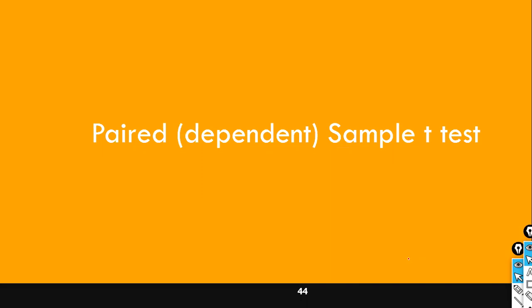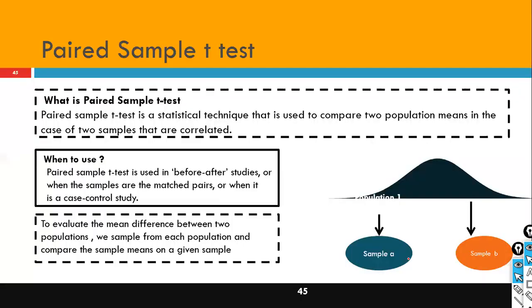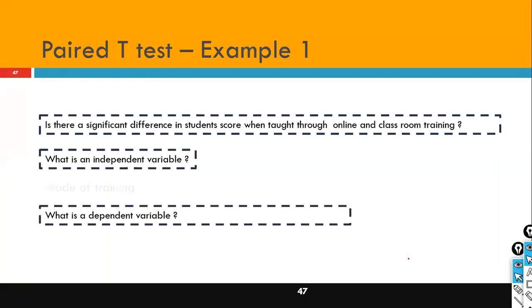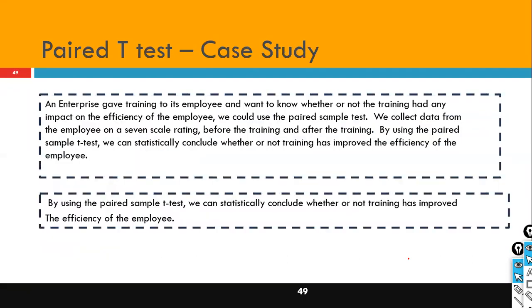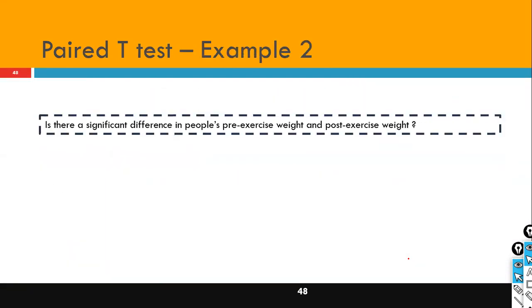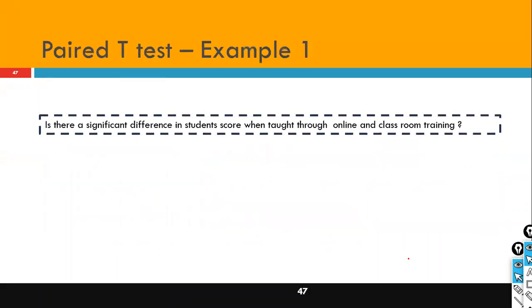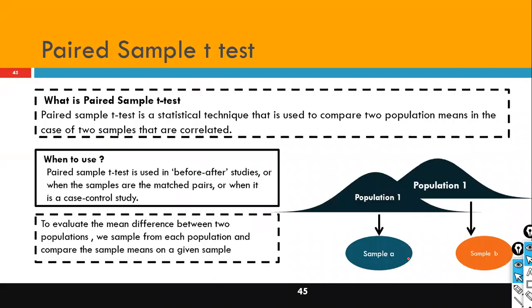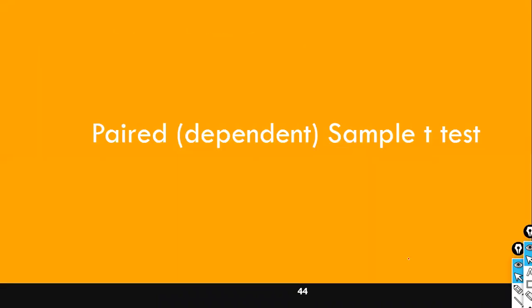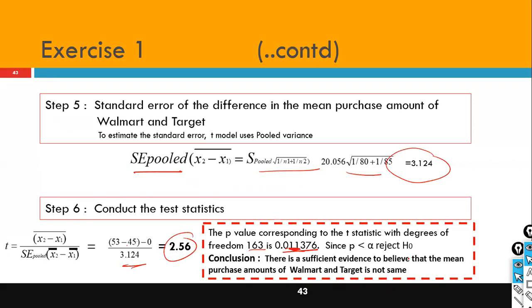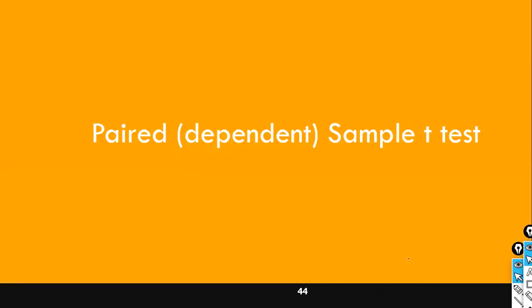Okay, next what we will do is we will continue the paired sample t-test. Probably I will take it up next weekend. We will finish the paired t-test also. We discussed the two independent sample t-test because we had drawn the samples from two different populations. Now we will take a look at the dependent sample t-test.